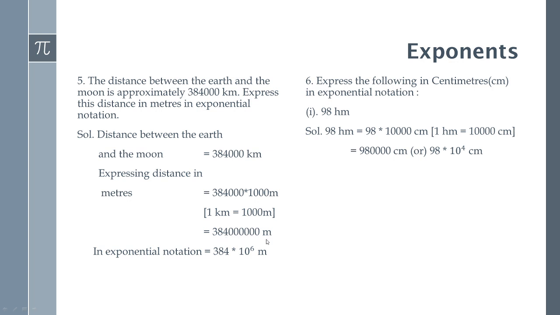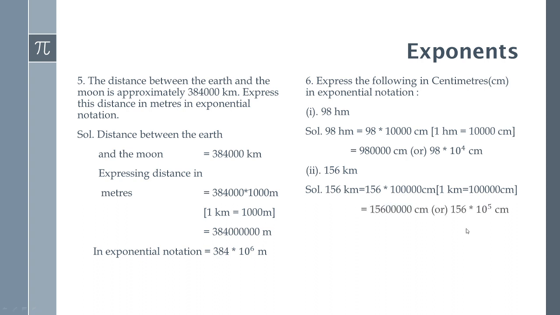We have done this in the previous sum. See, shortcut of zeros. How many zeros are there? That many is the power of 10. Now coming to the next, 156 kilometers. 156 kilometers is equal to 156 into 1 lakh centimeters, because 1 kilometer is equal to 1 lakh centimeters. That can be written as 1 crore 56 lakh centimeters. That is nothing but 156 into 10 to the power of 5 centimeters.